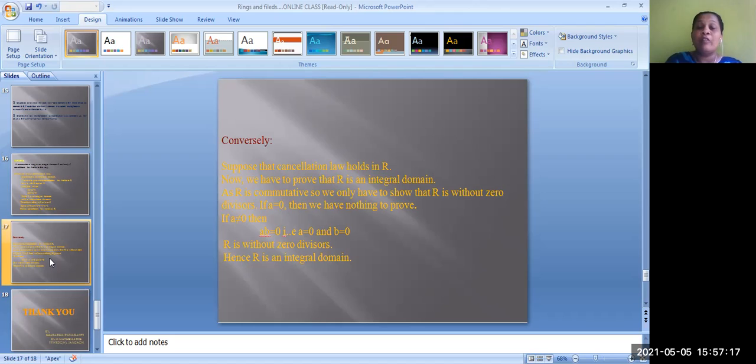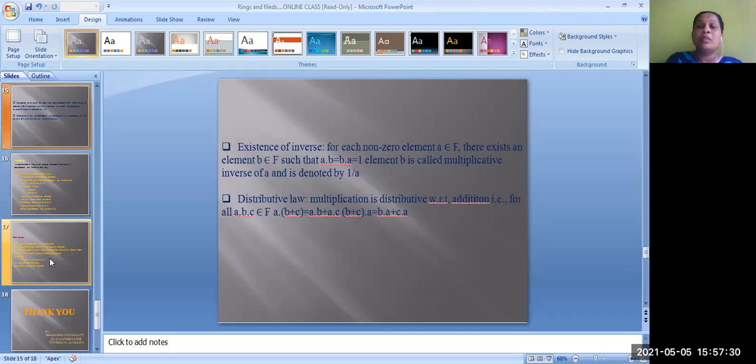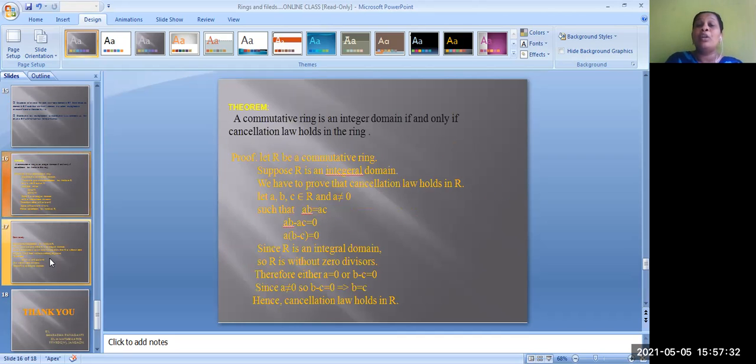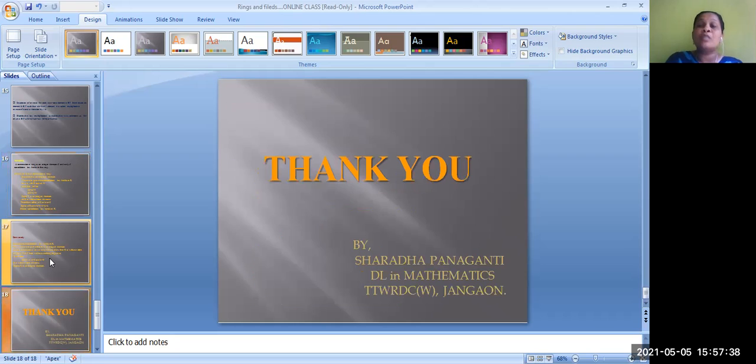That is, AB is equal to 0 implies A is equal to 0 or B is equal to 0. So R is without zero divisors. Hence, R is an integral domain. This is the proof of the converse of the above theorem. This is the theorem: a commutative ring is an integral domain if and only if the cancellation law holds. So this is my topic.